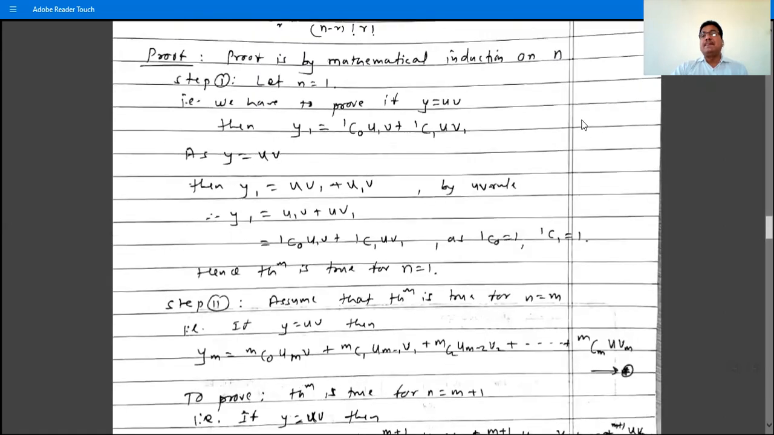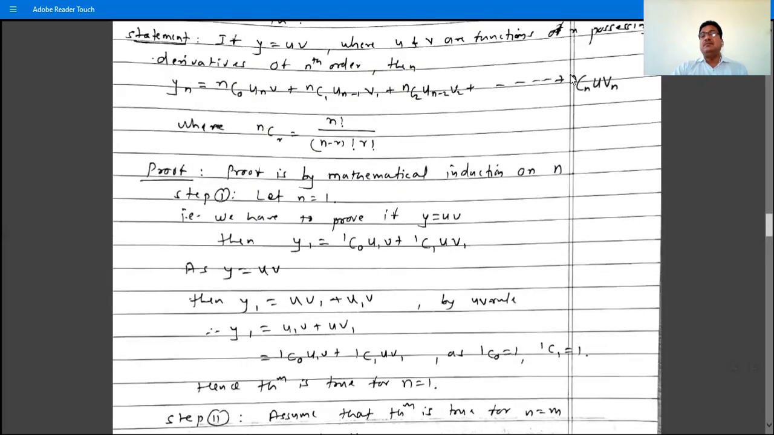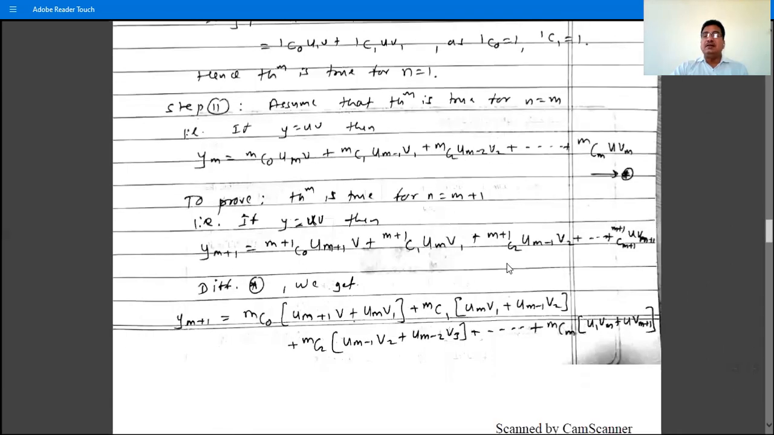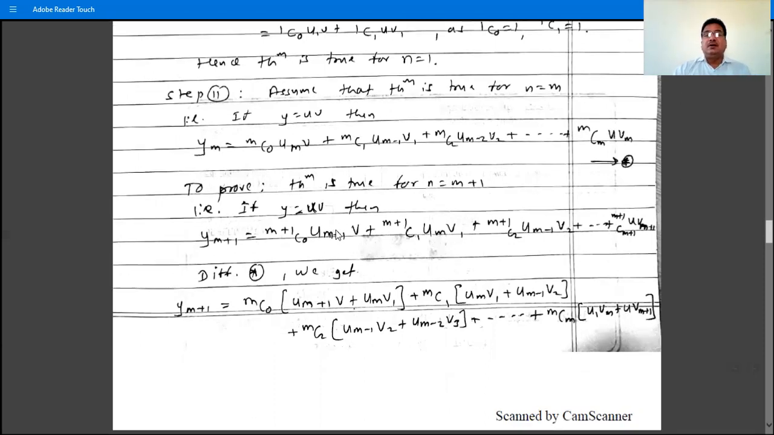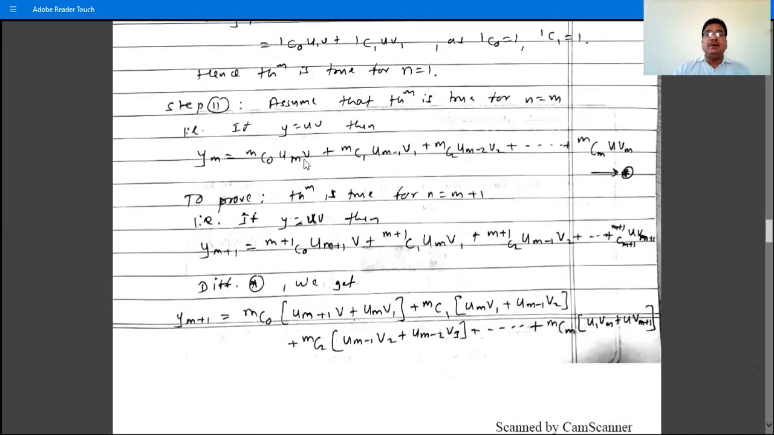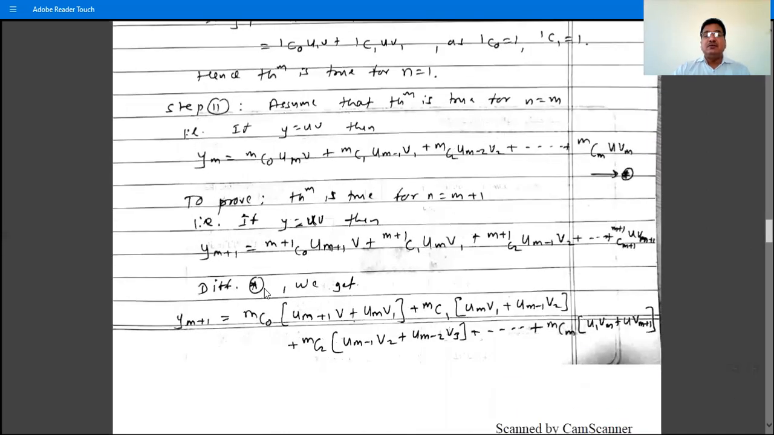In this way, the last term is mCm plus 1, Cm plus 1, u vm plus 1, and this is what we have to prove for y(m+1). In order to prove this, differentiate equation star. We get, derivative of ym is y(m+1).